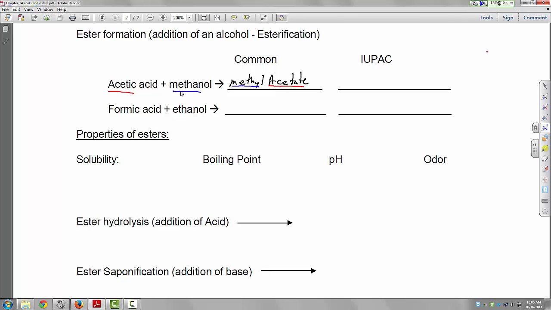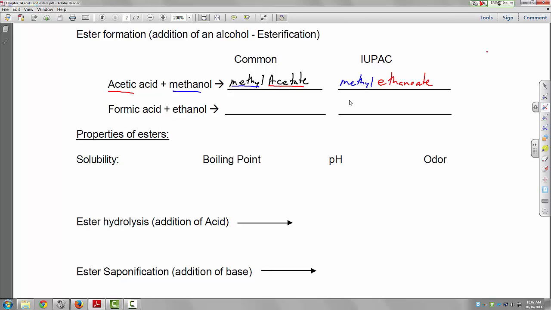Let me go ahead and draw the structure. Actually, before we do that, let's talk about the IUPAC name. The only difference between the common name and IUPAC name is acetic acid is also known as ethanoic acid, so this would be methyl, so this would become methyl ethanoate. What is the structure of this?